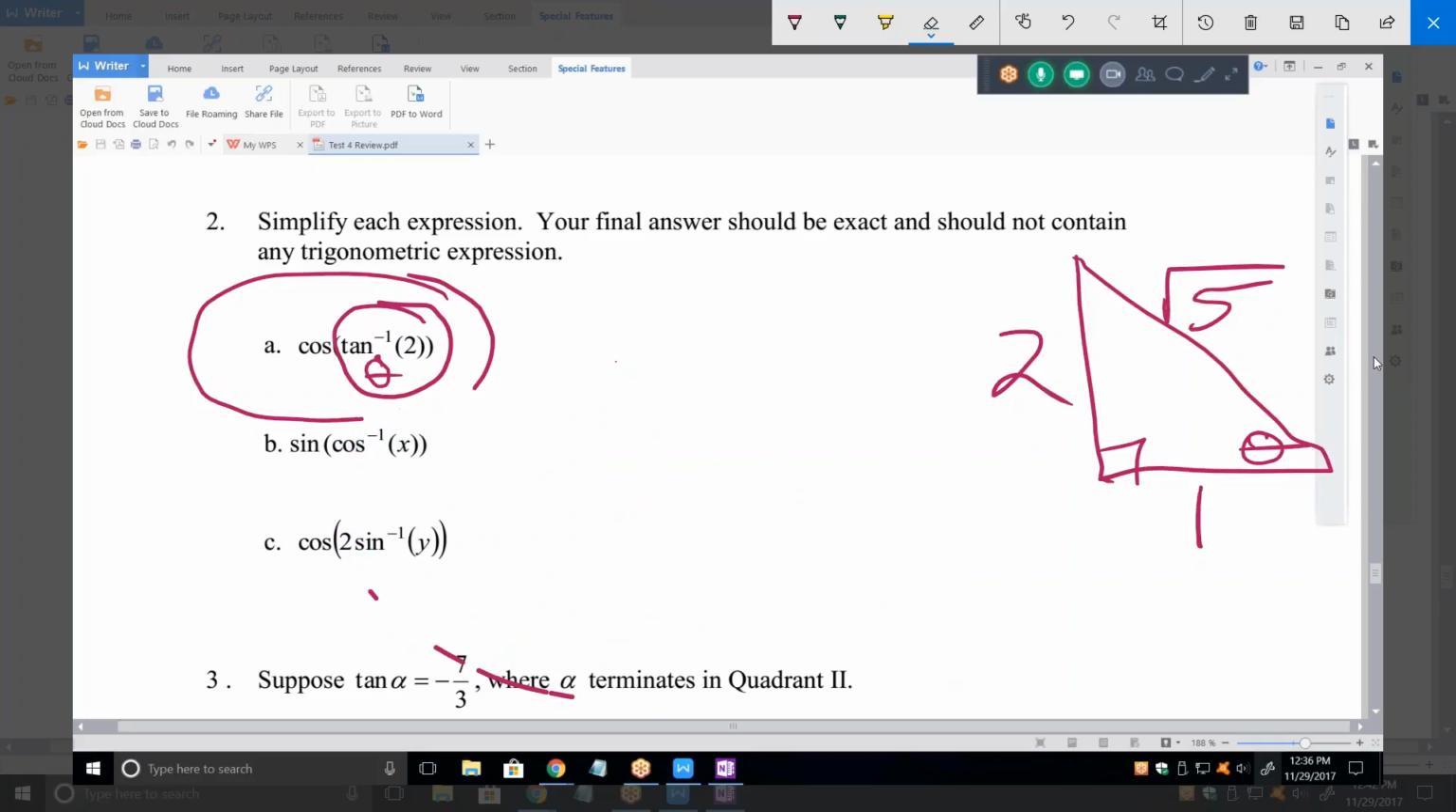from here, it's a piece of cake. Because what we're taking is the cosine of theta, right? In other words, if I let the inverse tangent of 2 be theta, then the problem says, well, what's the cosine of theta? Now read your triangle. What's the cosine of theta? 1 over square root of 5. Go ahead and put that into your calculator.